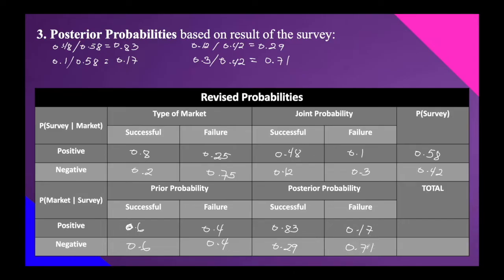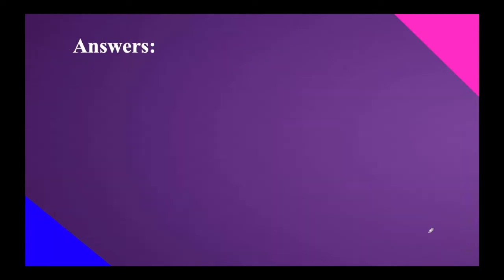Okay, so as you can see guys, 0.83 successful, kaya 0.17 na failure, this is equivalent to 1. Okay, for the positive na survey. And for the negative, 0.29 plus 0.71, this is also equivalent to 1. Okay, and this is our revised probabilities. Now, let's finalize the answers for our question.